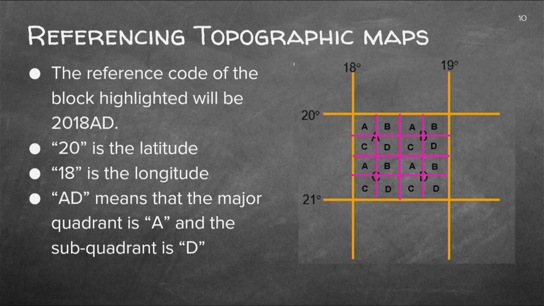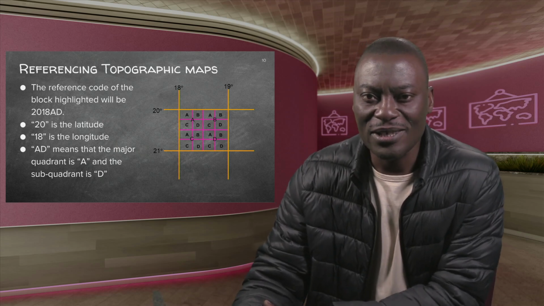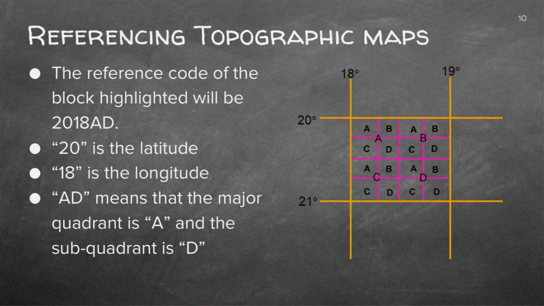And I will explain which one it is. I am sure you can look at it and take a guess. I will explain that right now. All right, so the reference code for that map that we want to determine is 2018 AD. Where do you think the topo map 2018 AD will be? So here is the longitude 18, the latitude 20. So we start with the latitude, that's why it is 20, and then followed by the longitude 18.